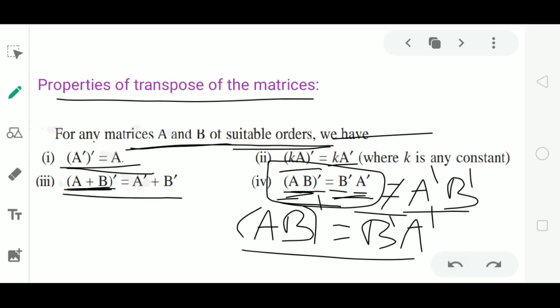Similarly, in the third property, A plus B whole dash equal to A dash plus B dash. Here, to verify this property, we have to define the matrix A plus B. That is the sum of two matrices. We know that we can find the sum of two matrices only when both of the matrices A and B are of same order. So this property will be applicable only for the suitable orders of the matrices A and B.